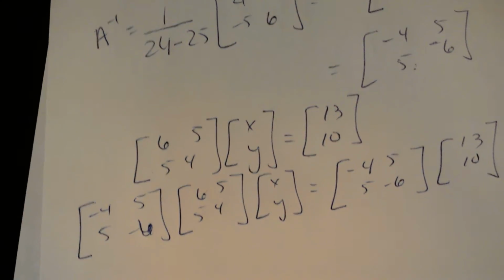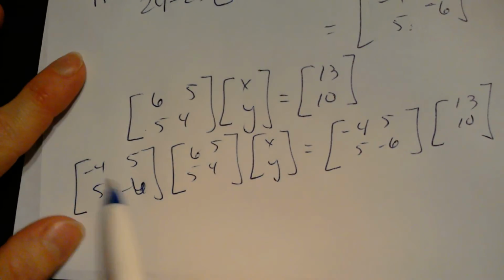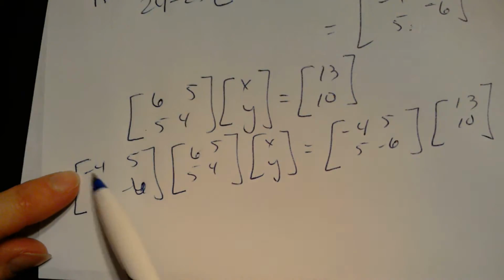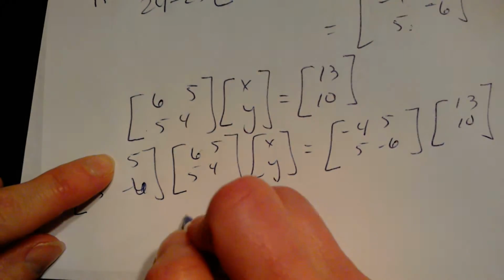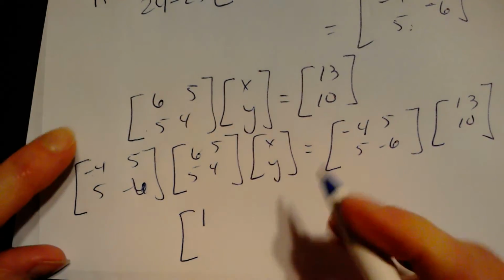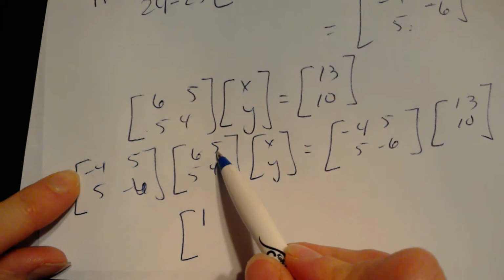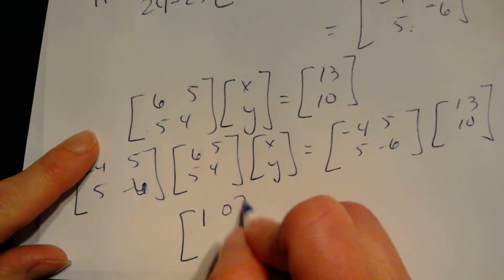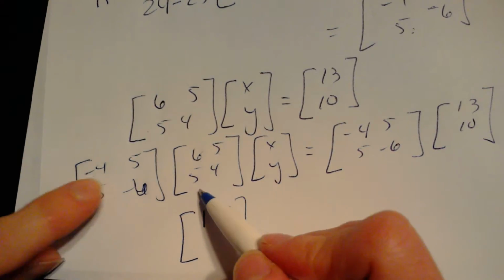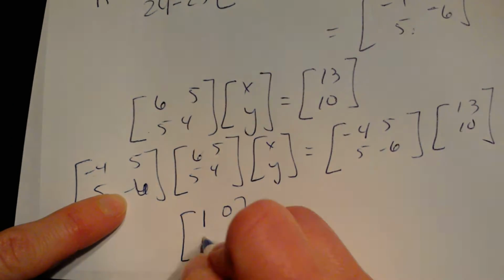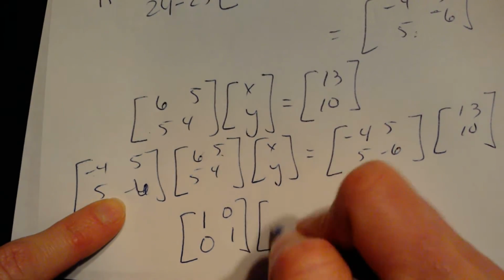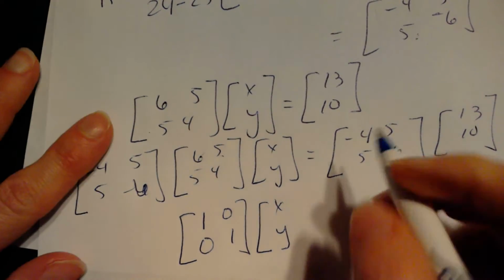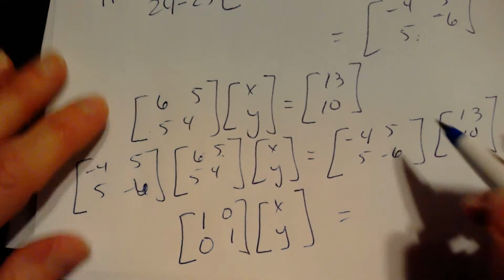Okay, so let's multiply these two. Just to kind of check ourselves, this row times this column: I've got negative 24 plus 25 is 1. And then negative 20 plus 20 is 0. 30 minus 30 is 0. And then 25 minus 24 is 1. So I've got the identity. And let's multiply these.